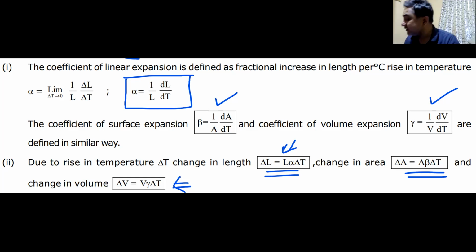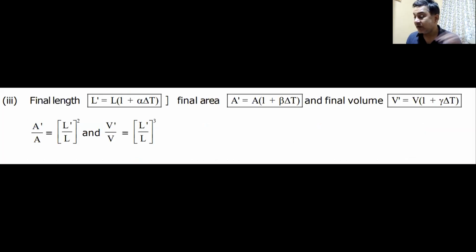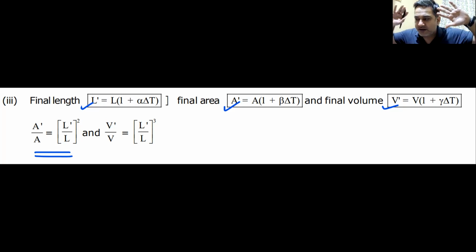I hope you have noted this down, everyone. Then comes the formula for final length. I have already told you the formula for final length, final area, and final volume. What I want you to note down right now is the relation between areas and length. Obviously, we are talking about a square sheet. New area divided by the original area will be equal to new length divided by original length, whole squared, for a square sheet. Do we understand this?